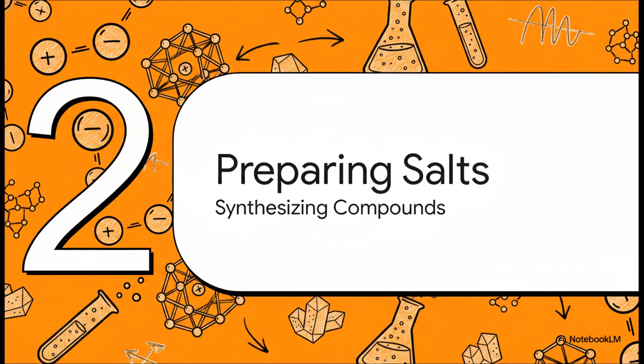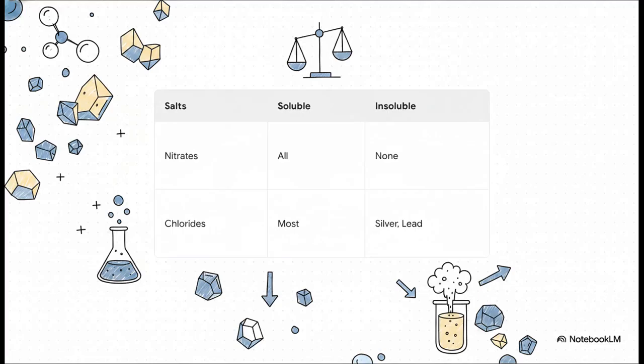Moving right along to section 2, preparing chemical salts and synthesizing compounds. Before we start just throwing chemicals together, we absolutely have to check our rules. This table is our starting point. As you'll see, it clearly lays out that while all nitrates, sodium and potassium salts easily dissolve in water, we'd have a much harder time trying to dissolve something like silver chloride or most carbonates. And this is absolutely crucial, because knowing whether our target salt is soluble or insoluble dictates exactly which experimental method we have to use.